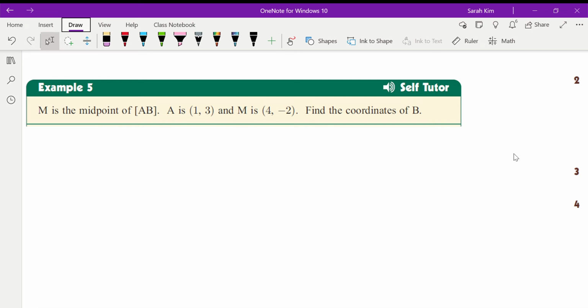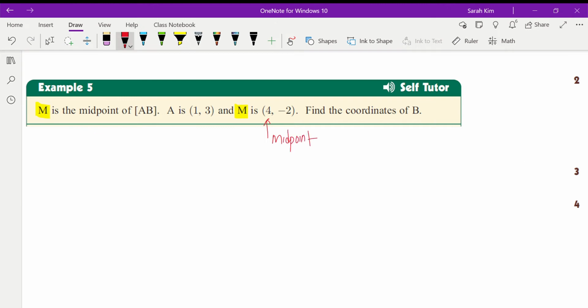For this example, it's a little bit different because we actually got given the midpoint instead of 2 coordinates. So let's have a look. M is what we know, the midpoint. So basically this is the midpoint, so I'm just going to write that in so I don't forget. Alright, so that's a midpoint.